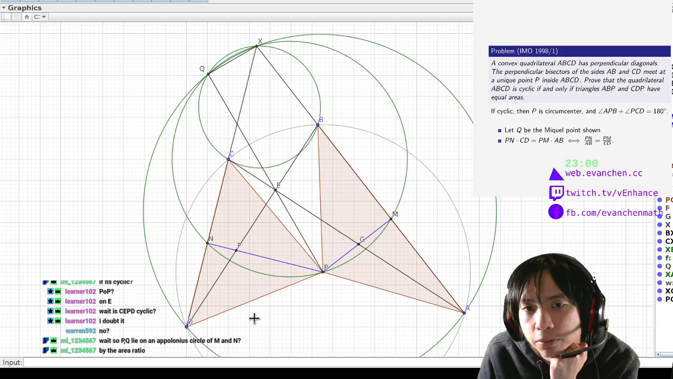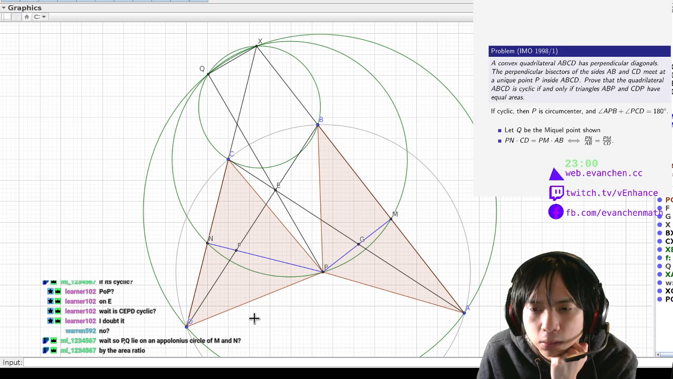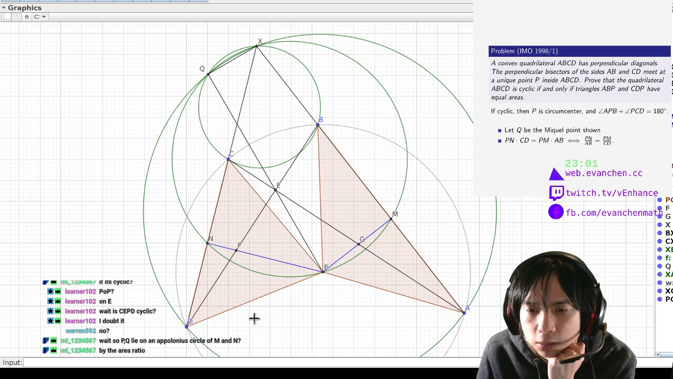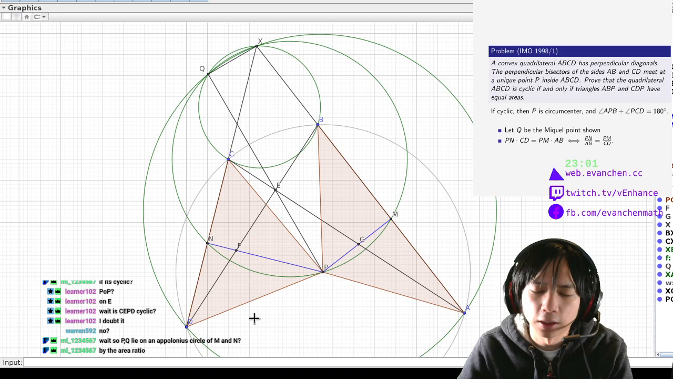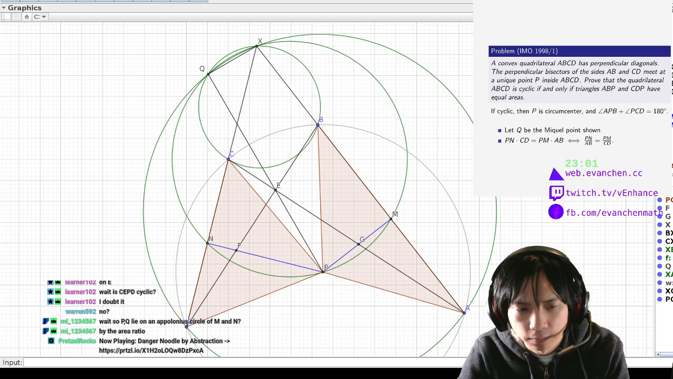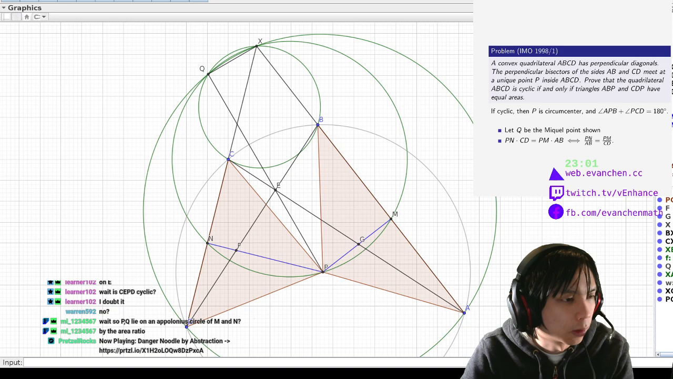How can I use the right angle? Oh, actually QP is the angle... No. There's an angle bisector somewhere. Hang on, where is it? Let's see. No. Yeah, I guess what I say is that QNPM is a harmonic quadrilateral. I like that a lot. So QN over QM is equal to NC over BM is equal to... Wait, is it harmonic? Really?